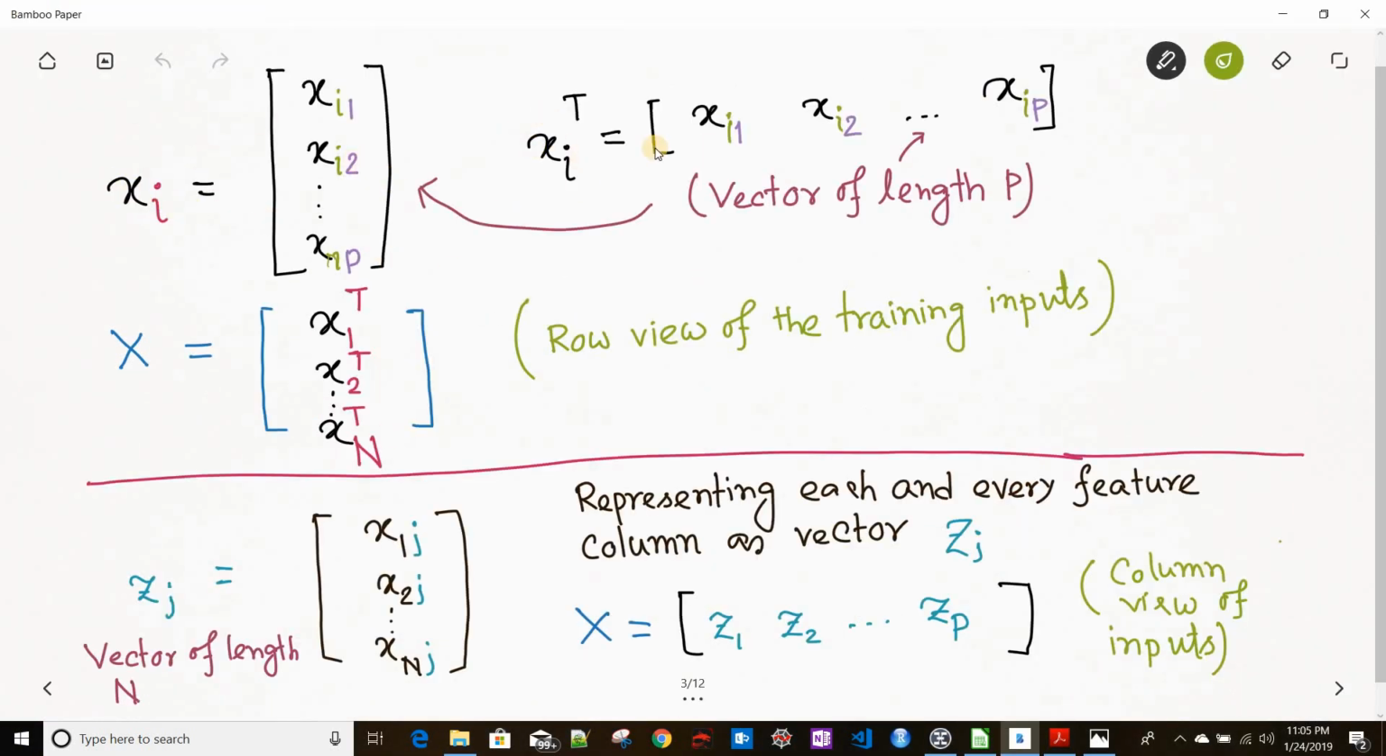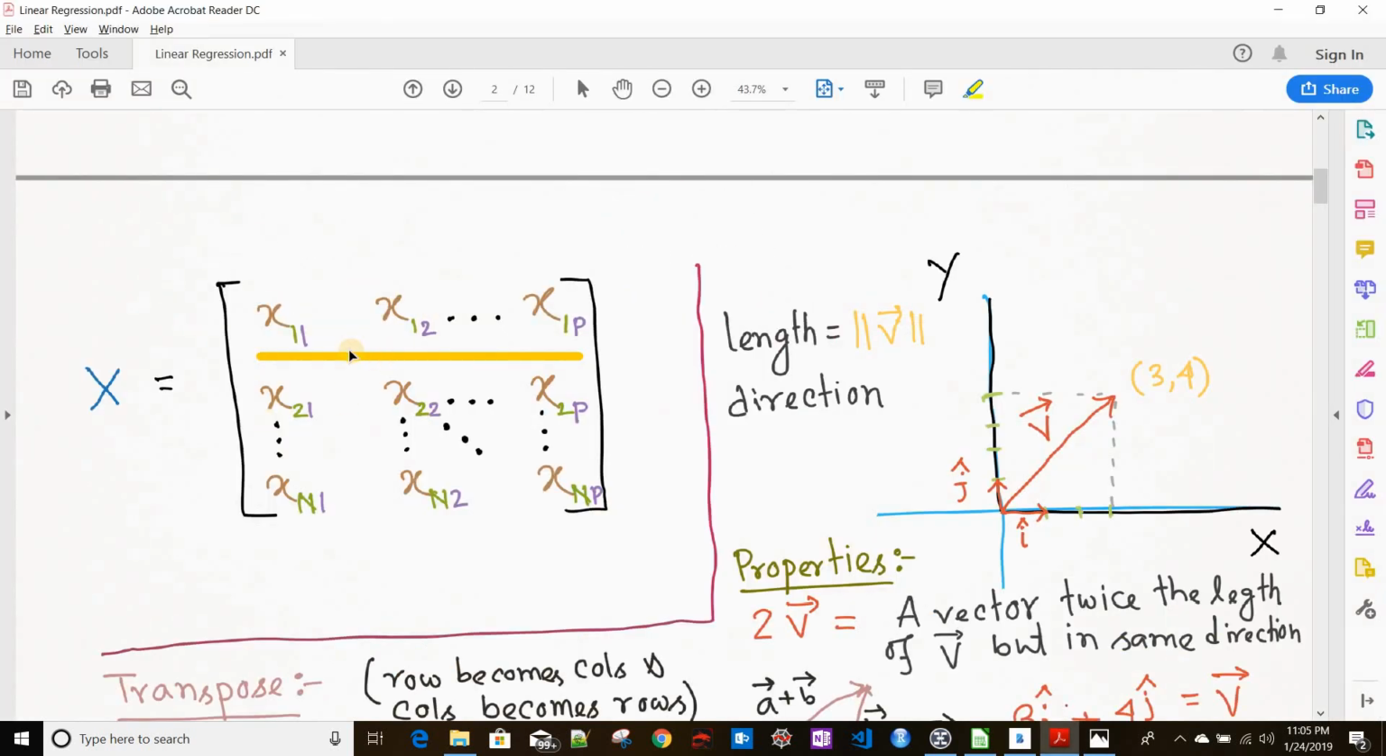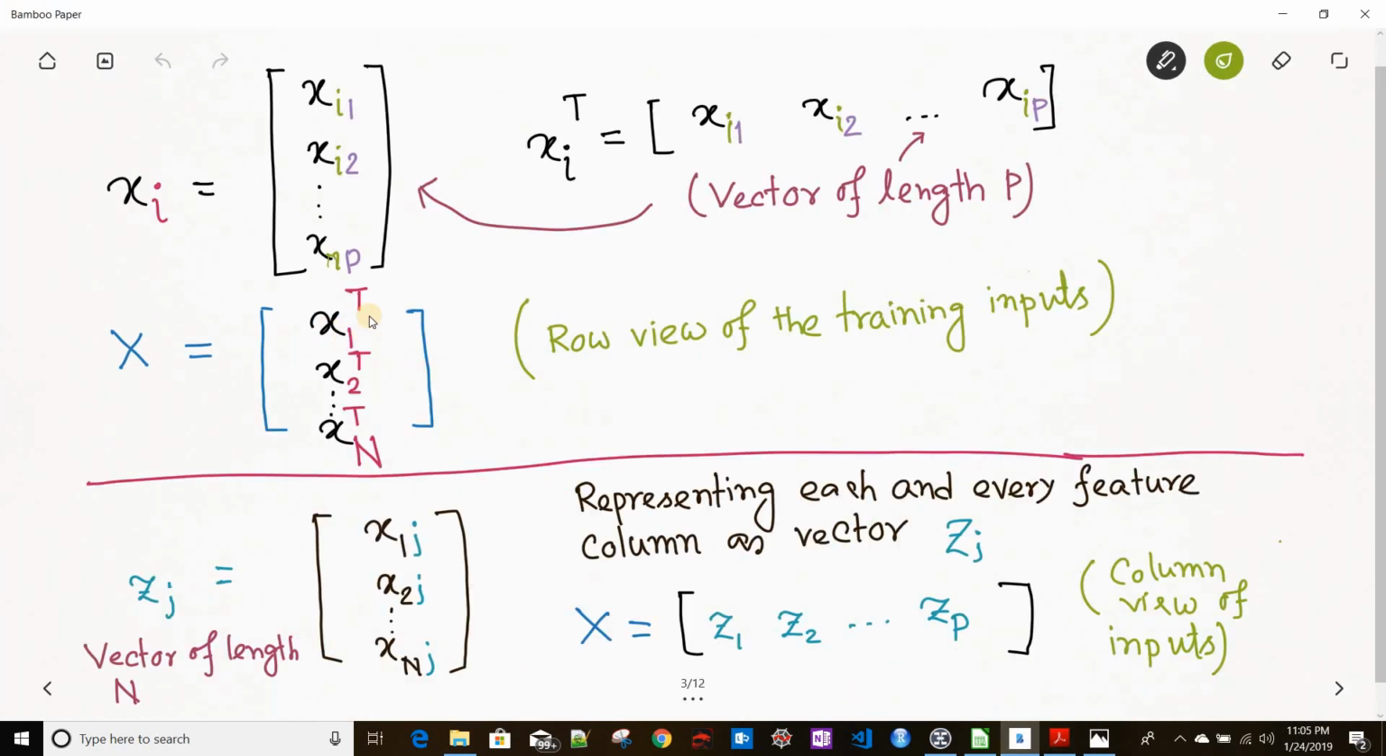Then the transpose of this will be, we just convert this column to a row. And this basically represents each and every row of X, correct? So I can write X like this: x1 transpose, x2 transpose, up to xn transpose. This is called the row view representation of the features, or the whole data set, or the training inputs.